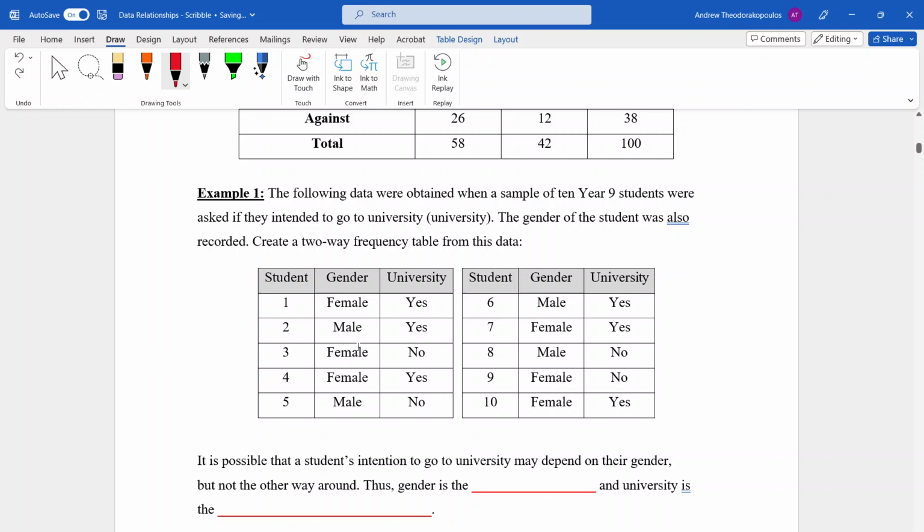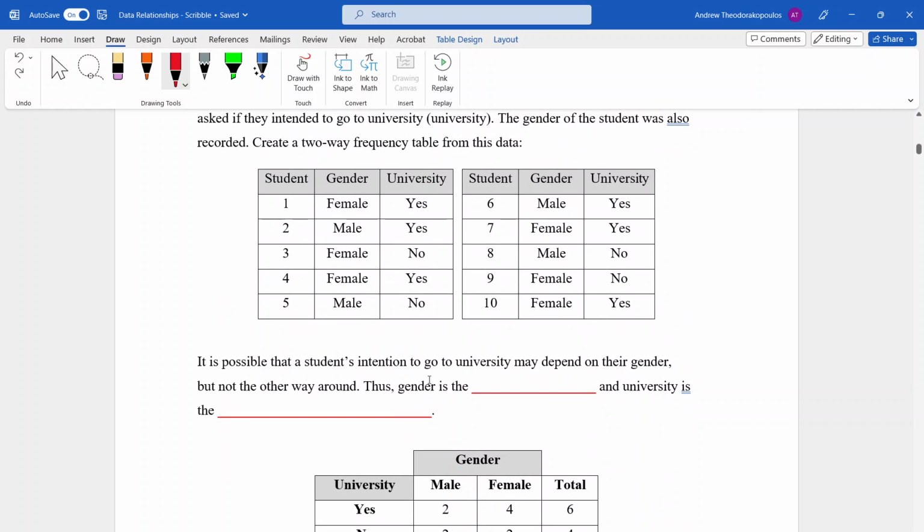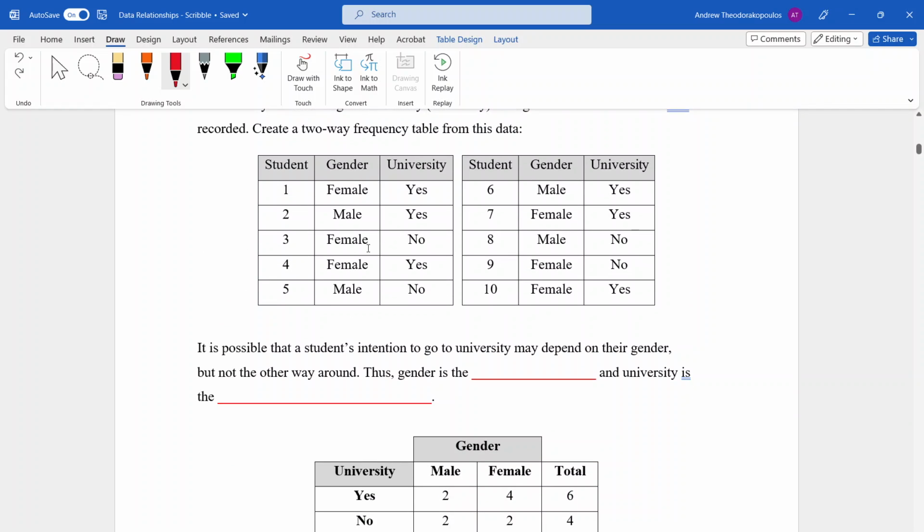So let's get into an example. Something completely different now. The following data was obtained when a sample of 10 Year 9 students were asked if they intended to go to university. The gender of the student was also recorded. Create a two-way table from this data. Okay, so here's all the 10 students. A female said yes, a male said yes, a female said no, and so on.